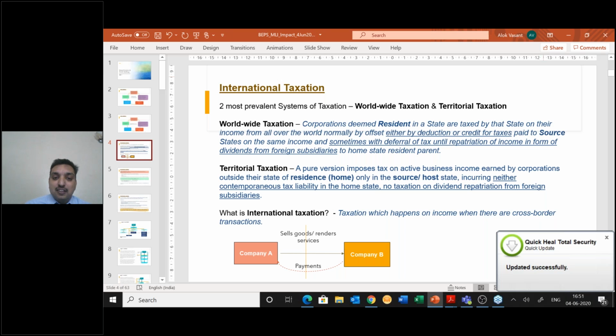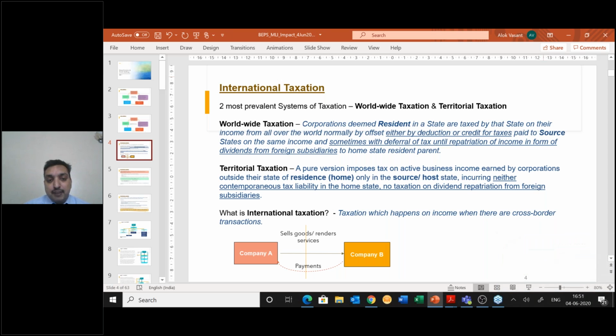So in a very small example, if company A sells goods to company B and company B makes a payment, company A earns an income, and company A being a resident of country A will say that you should pay taxes in my country, while the country B in which company B is located will say that this income has arisen in my source, and therefore I should be allowed to charge taxes on this particular transaction.